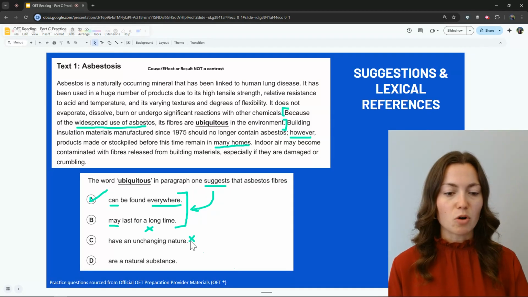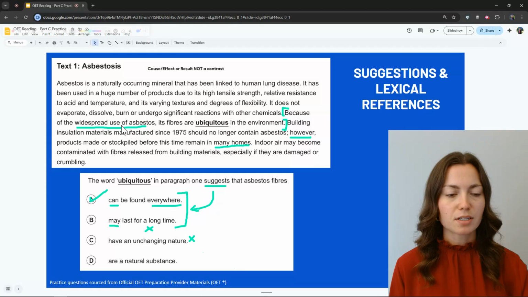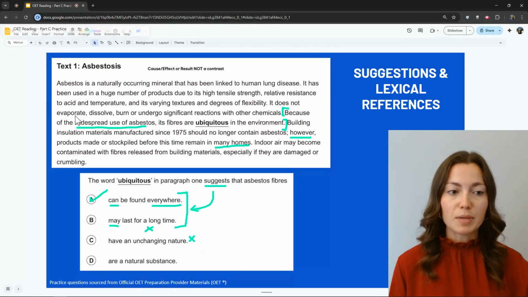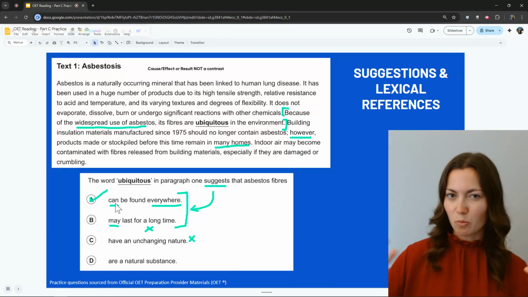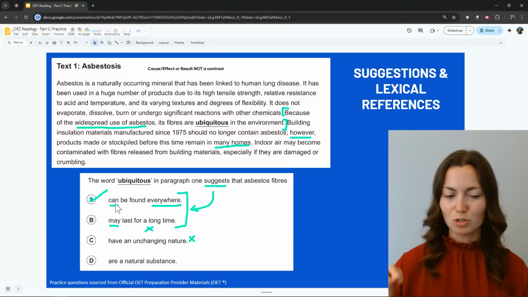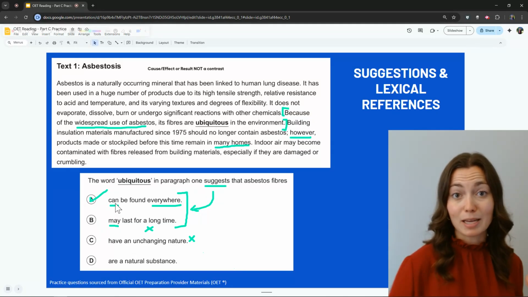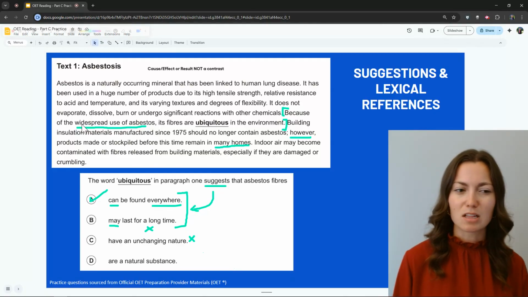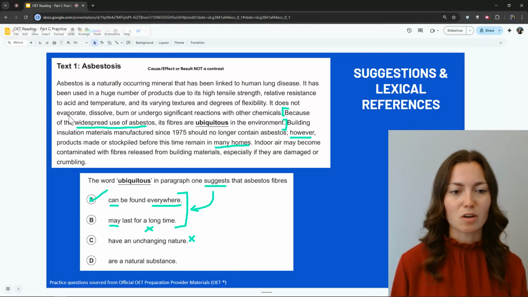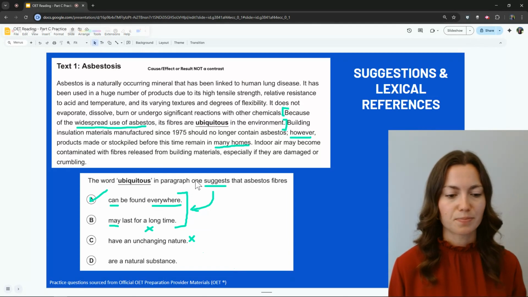And again, if we go back to cause and effect, we could substitute this. Because of the widespread use of asbestos, its fibers can be found everywhere in the environment. So never forget that one of the things you can do after you choose your answer, substitute it back for the word and check, does it make sense? Does it logically line up with the cause and the effect here.